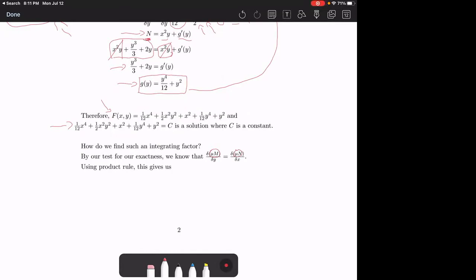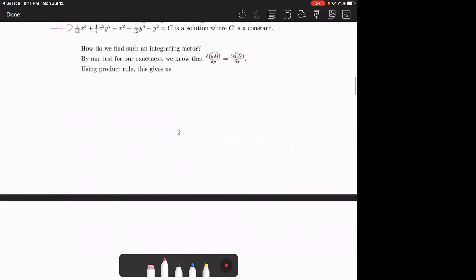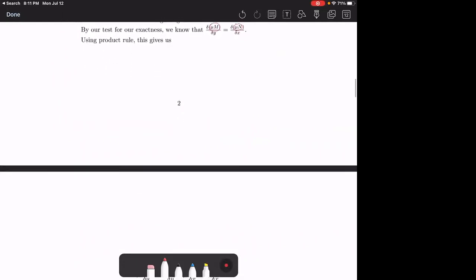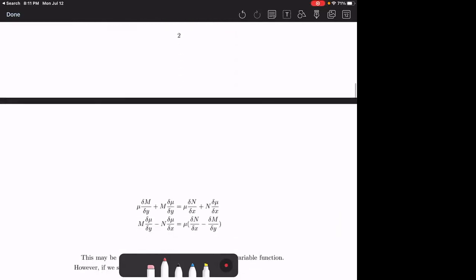The derivative of mu m with respect to y must be equal to the derivative of mu n with respect to x. We're going to use our product rule on this, because remember, the derivative of mu m is the derivative of a product of functions, mu times m. So that gives us mu times the derivative of m plus m times the derivative of mu. And then we do the same thing to the right side with n. That's just our product rule. Now we move the mu pieces to the right.